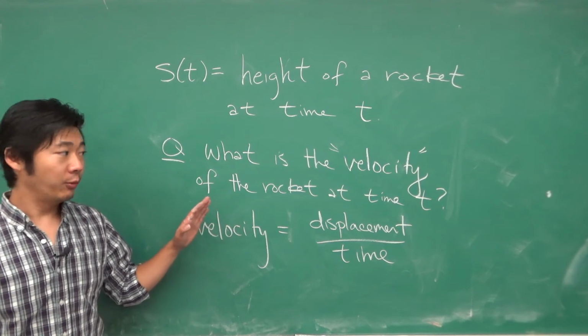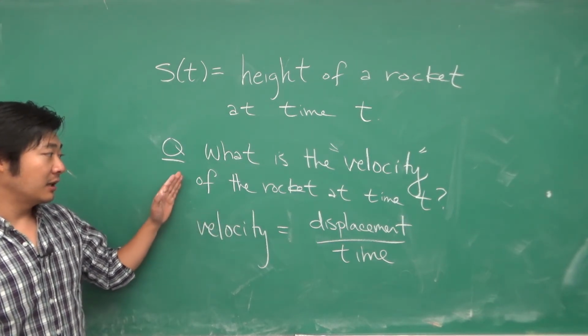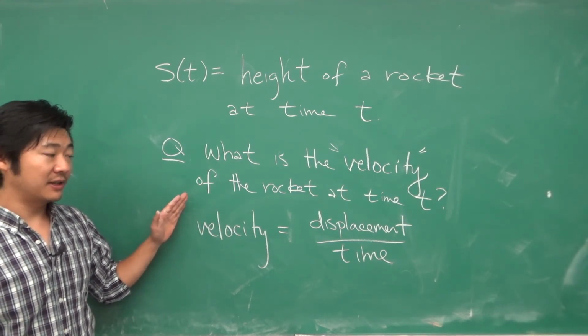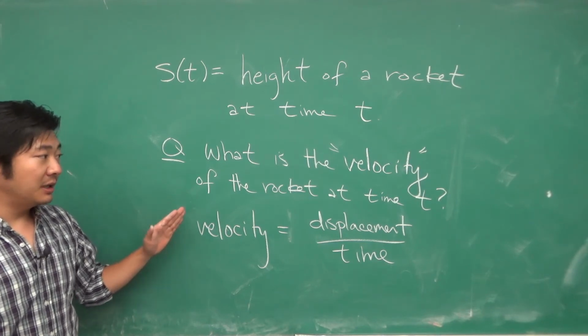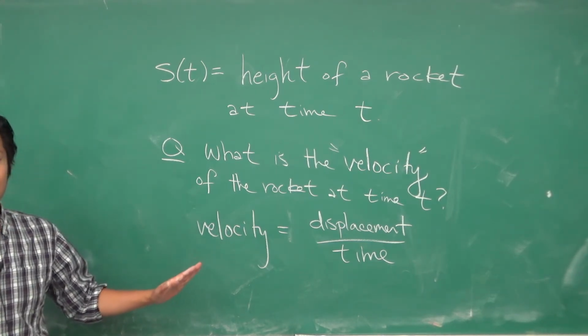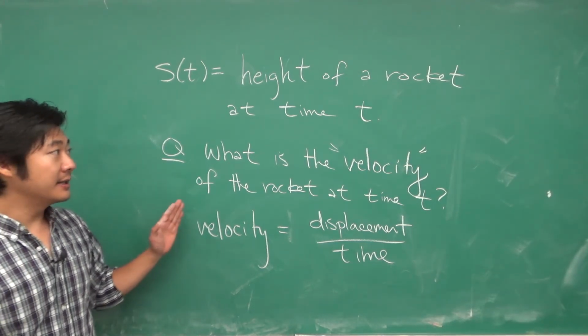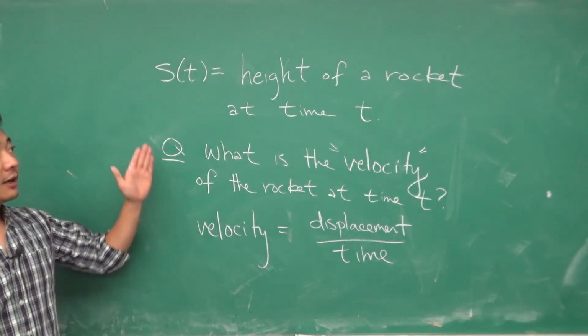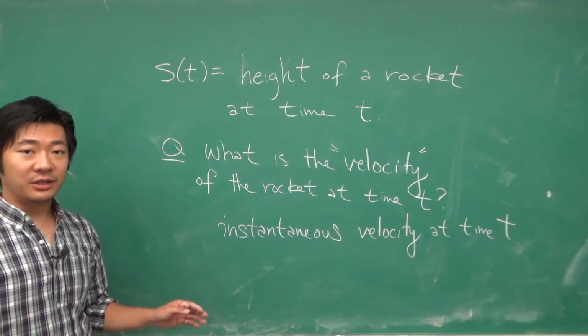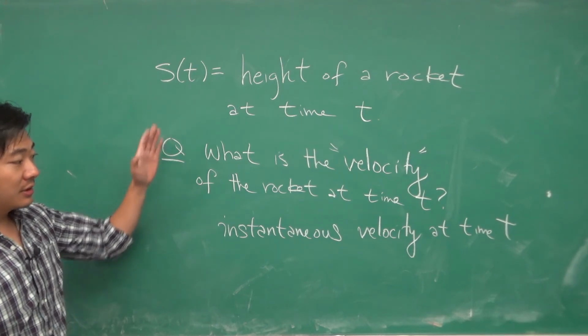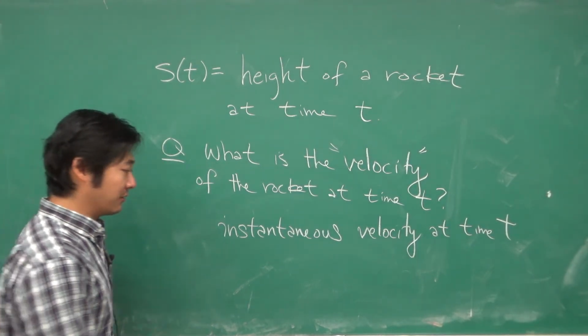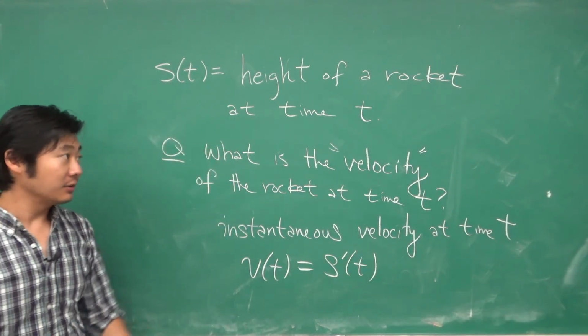So when we ask for the velocity of the rocket at a specific time t, what we really mean is we want the instantaneous velocity, or the instantaneous rate of change of the position of the rocket. But we just developed the right thing that will compute such a quantity. That is the derivative of the height or the position.